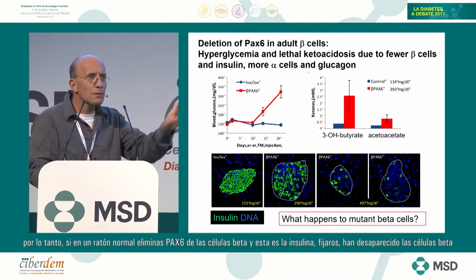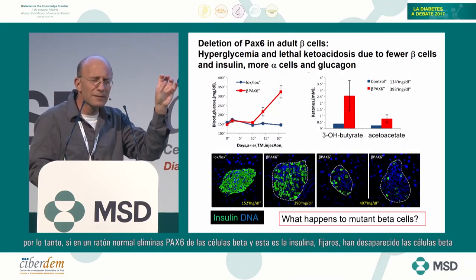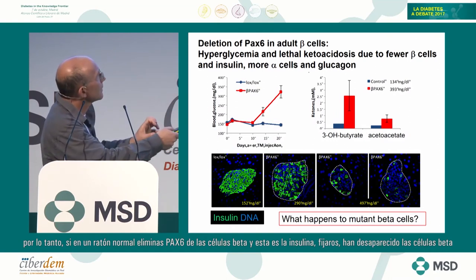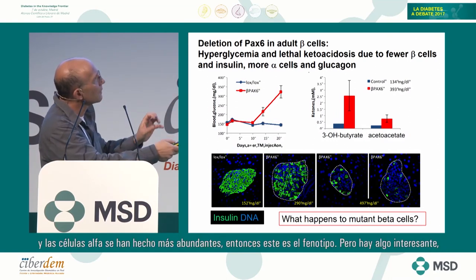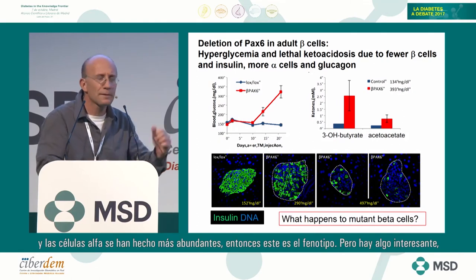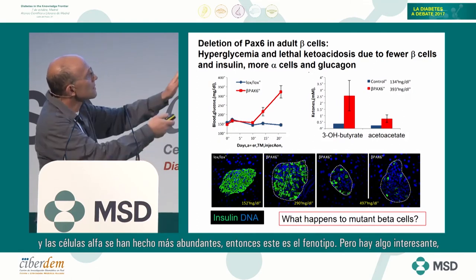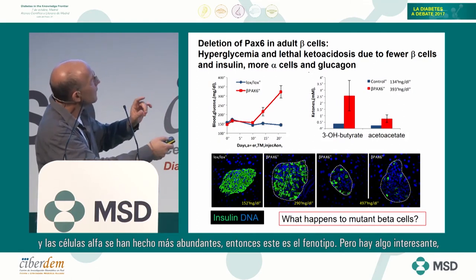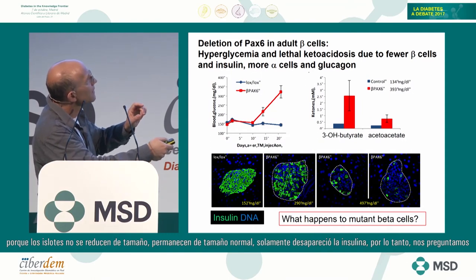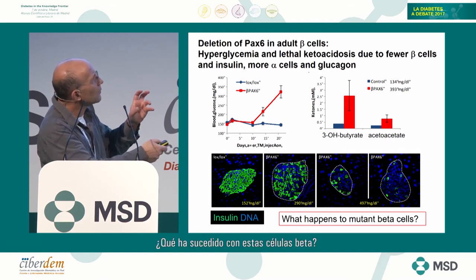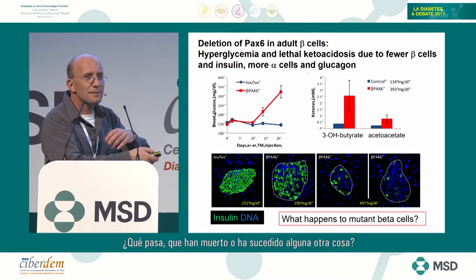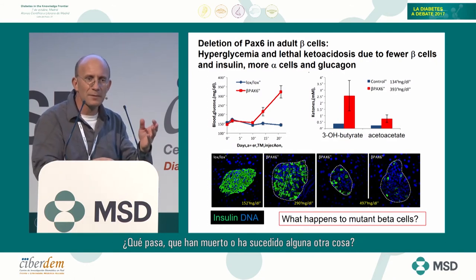So you take normal mice, you delete PAX6 from their beta cells, and this is the insulin. See, beta cells are gone, and in parallel, alpha cells become more abundant. So this is the phenotype. But there's something funny here. Look, the islets don't shrink in size. They remain their normal size. Only insulin is gone. So we were wondering, what happened to these beta cells? Have they died, or maybe something else happened to them?